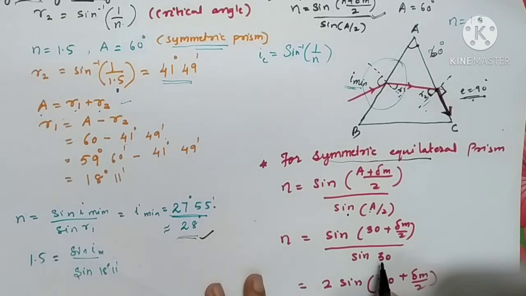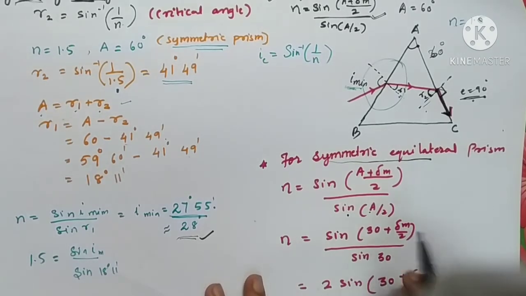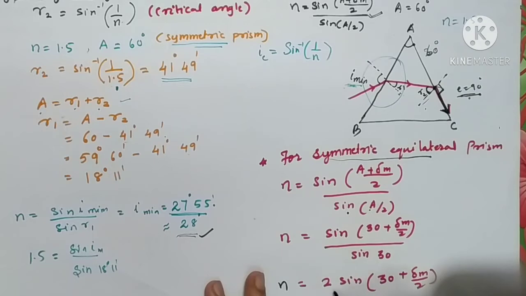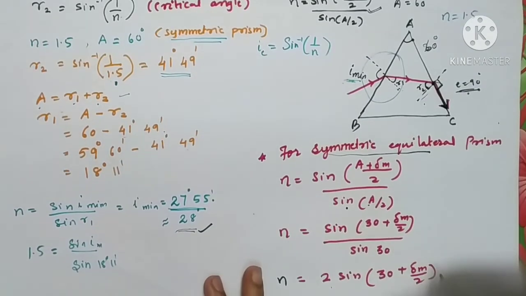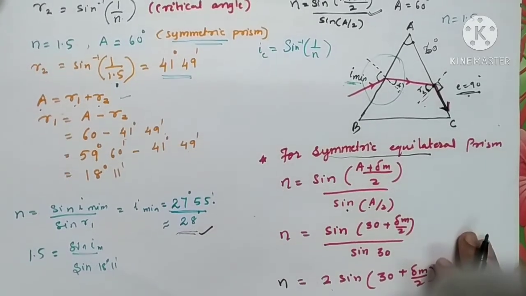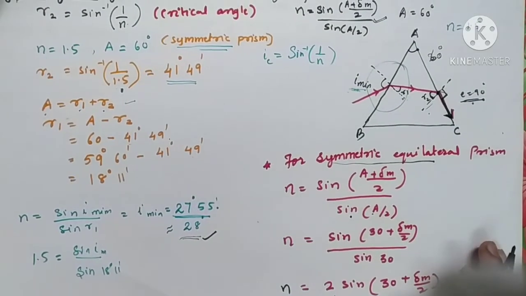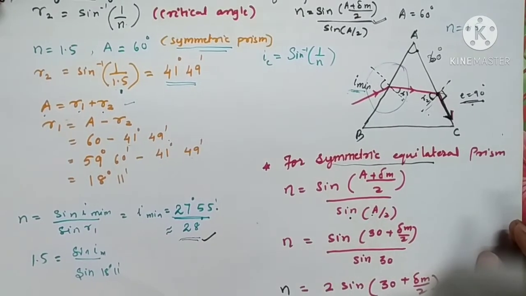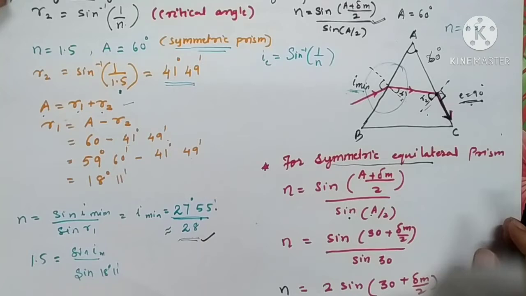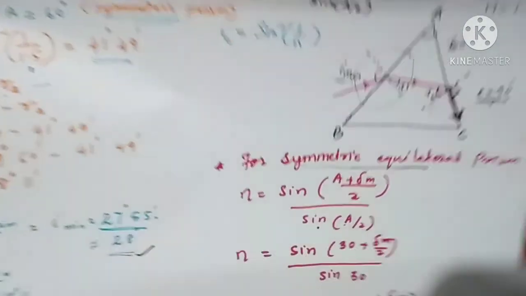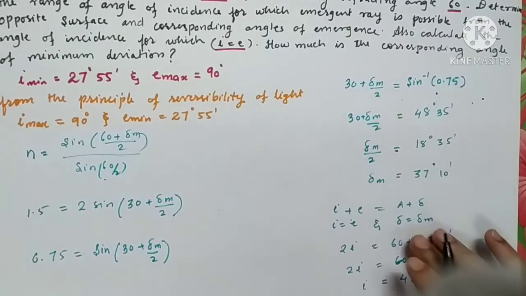You all know sine 30 is nothing but 1 upon 2. So this 2 will come in the numerator. You are going to have this formula of refractive index N as 2 sine (30 plus delta M upon 2). This is the equation of refractive index of a prism for equilateral or symmetric prism, means for which the refracting angle is 60 degree. Now let's move further to the important numerical in your textbook.